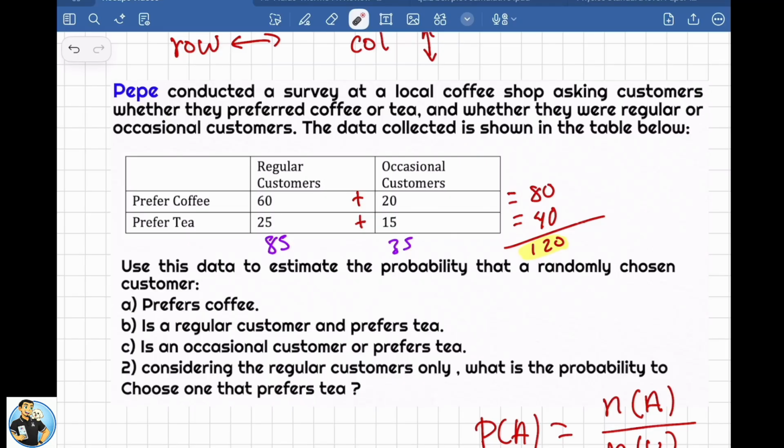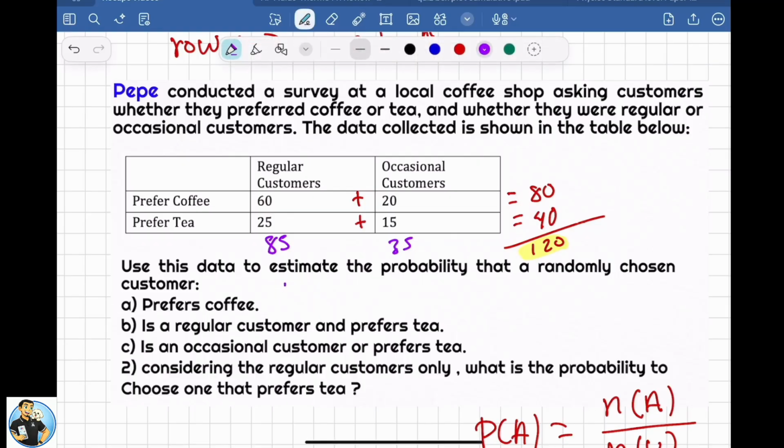So it's talking about in general. So prefers coffee. We must count those who preferred coffee. We have 60 plus 20, and we have 80. 80 out of 120. So we can say this is 80 out of 120. You can leave the result like this, or you can use 2 divided by 3. Or also you can use decimals as you want.